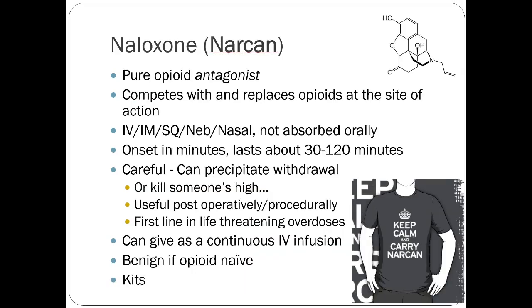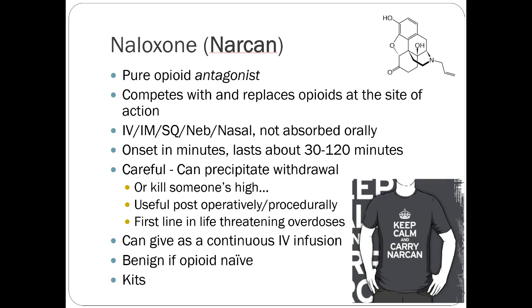Okay, that's all I want to talk about with that. All right, how do you reverse opioids? Naloxone, everyone here has heard of Narcan. It's a pure opioid antagonist, competes with and replaces opioids at the site of action. You can give it IM, IV, sub-Q, neb, nasal, however you want to give it except oral. Everything else works. And you wouldn't really want to give this oral anyway because it's an emergency drug in most cases, so that defeats the purpose.